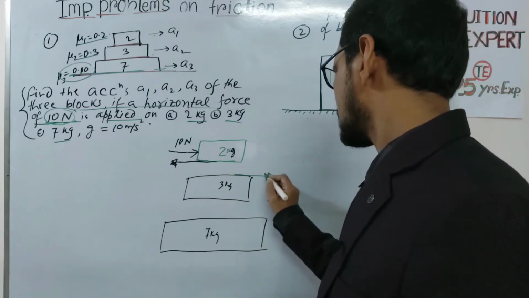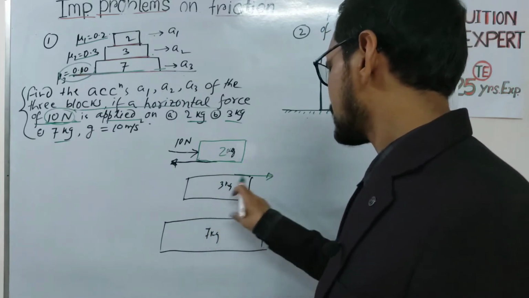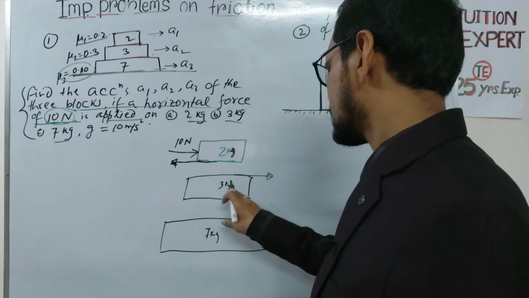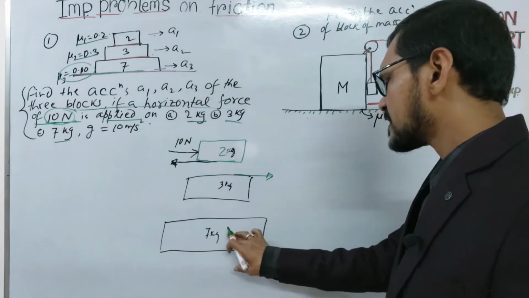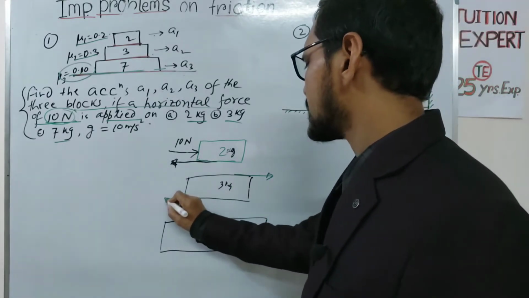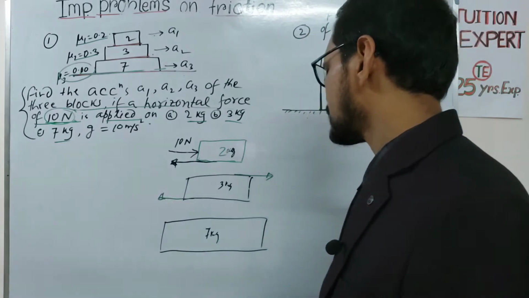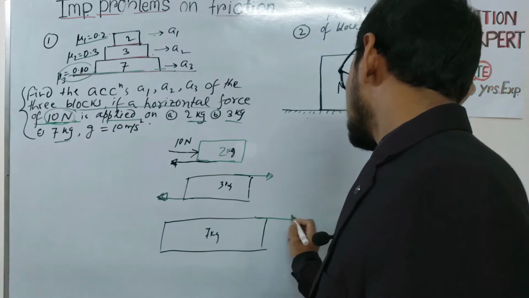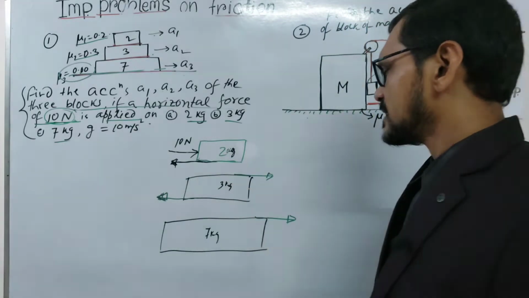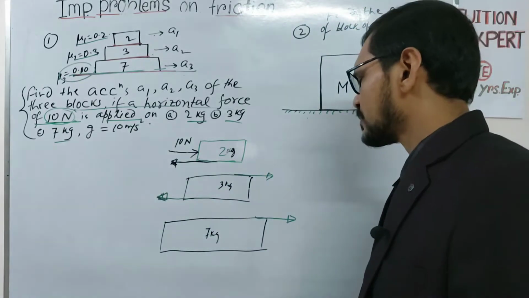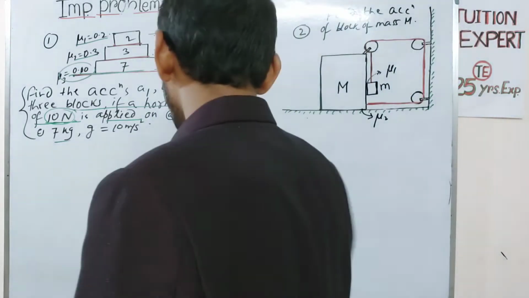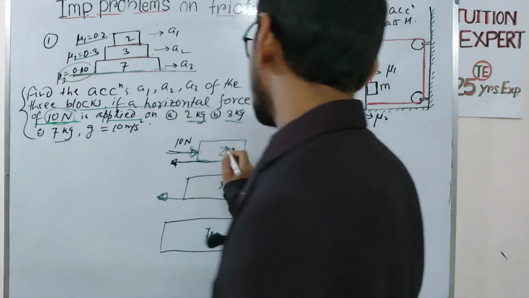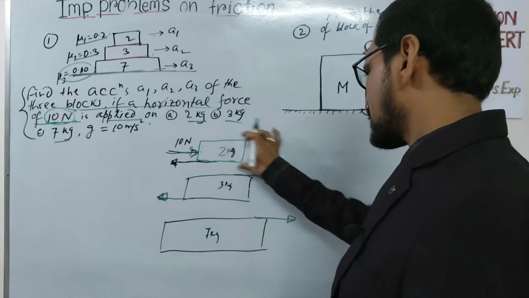Now with this driving force, the 3 kg block tends to move over the 7 kg block, but friction acts in the opposite direction, so this is the opposing force. If this is action, then this is reaction. In this way, different friction forces act on the surfaces. First the 10 Newton force acts on the 2 kg block, so this will try to move first.